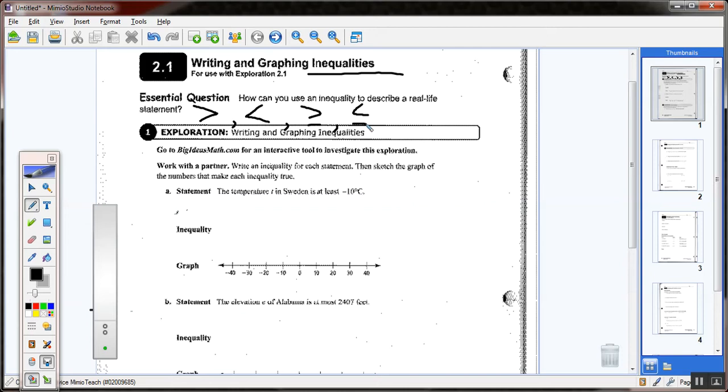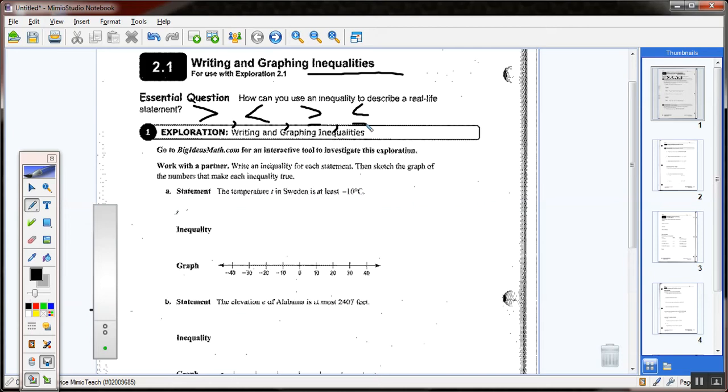Okay. So today the question we want to be able to answer is this: how can you use an inequality to describe a real life statement? That's what we're looking at. Now, right here it says that we can go to bigideasmath.com for an interactive tool to investigate this. I'll get there in a little bit, but we're just going to work together. We're not going to work with a partner. We're going to write an inequality for each statement, and then we're going to sketch a graph of the numbers that make each inequality true.